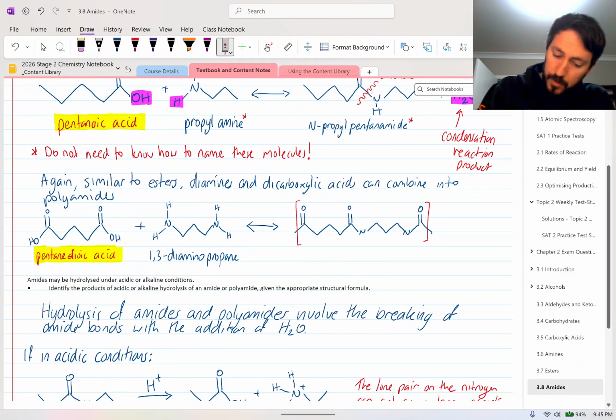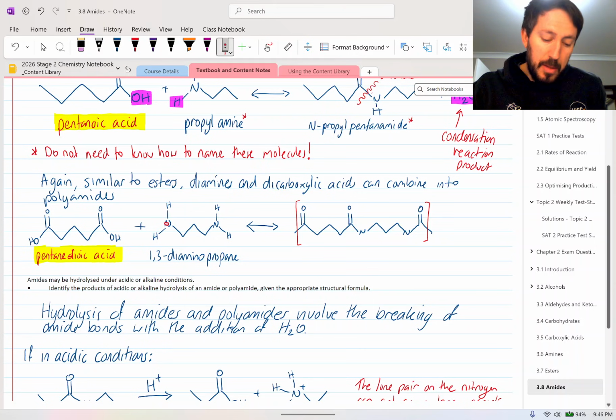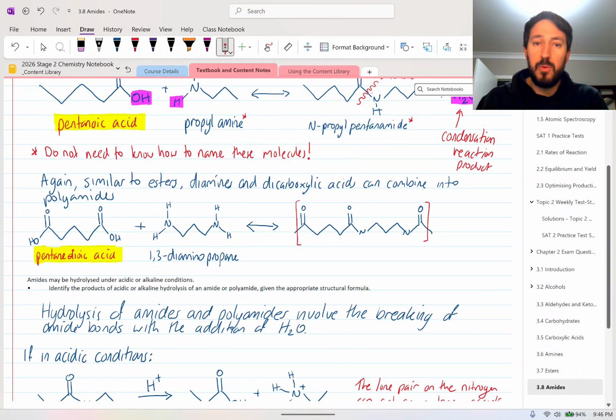Now, when we join them together, we are going to make a polymer. Now, because we have carboxylic acid groups on both ends and we have amines on both ends, when you join them together once, you then still have these functional groups on the ends that can be reacted with, and so the molecule will stretch out, and we end up with this being our unit that we stretch out into a polymer.